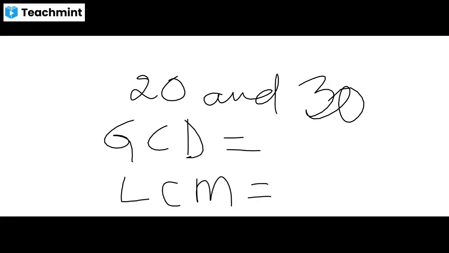Yes, 10. You mentioned the name, GCD. The GCD of 20 and 30 is 10. Okay. Then anybody else?